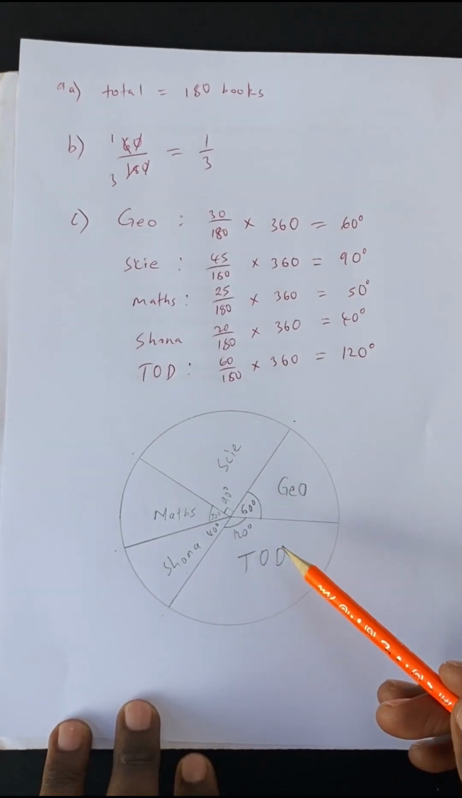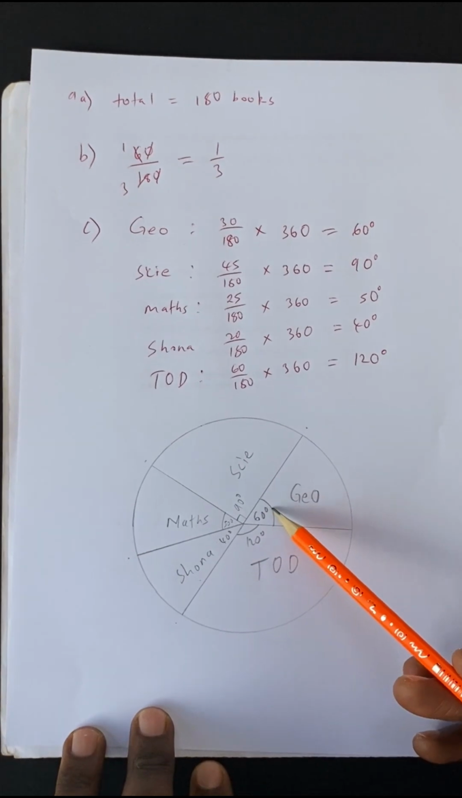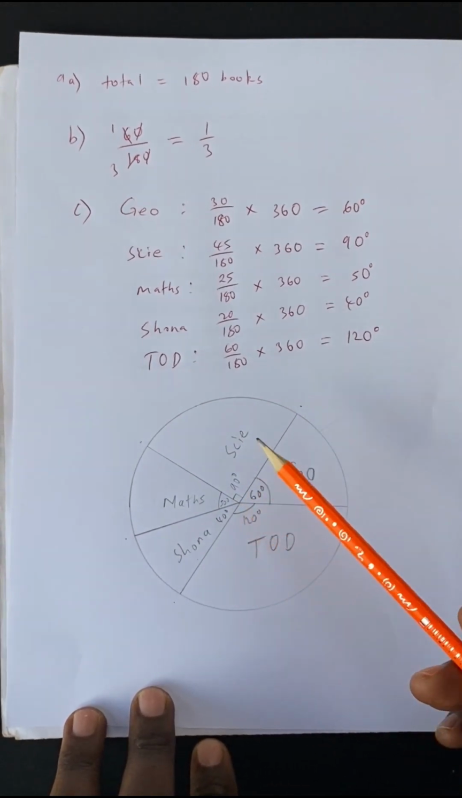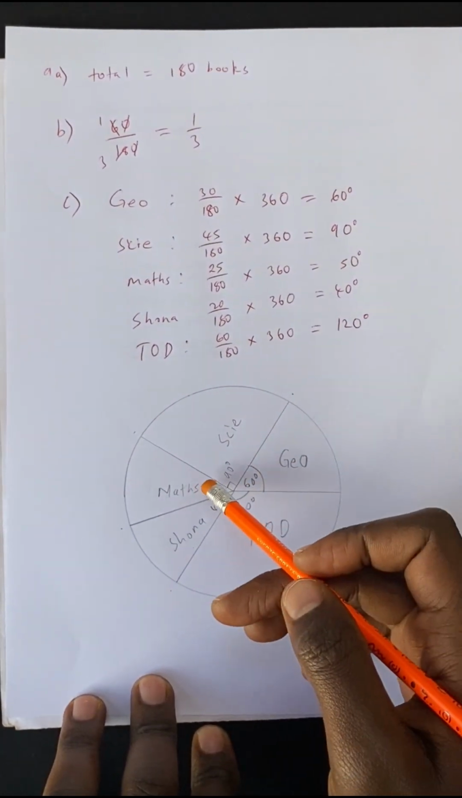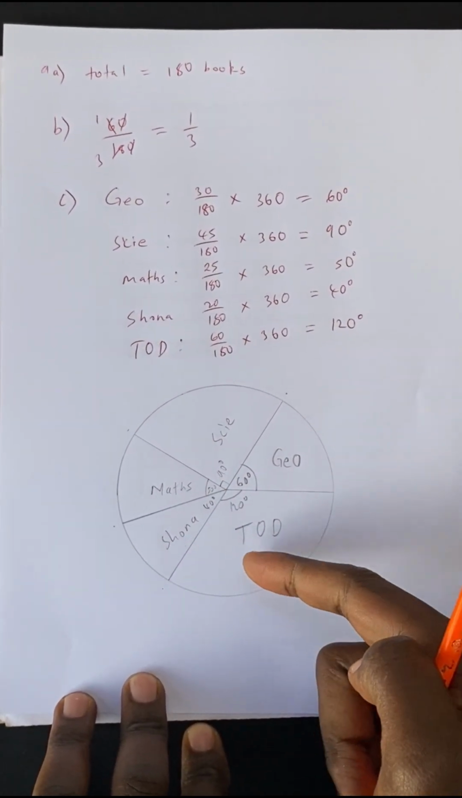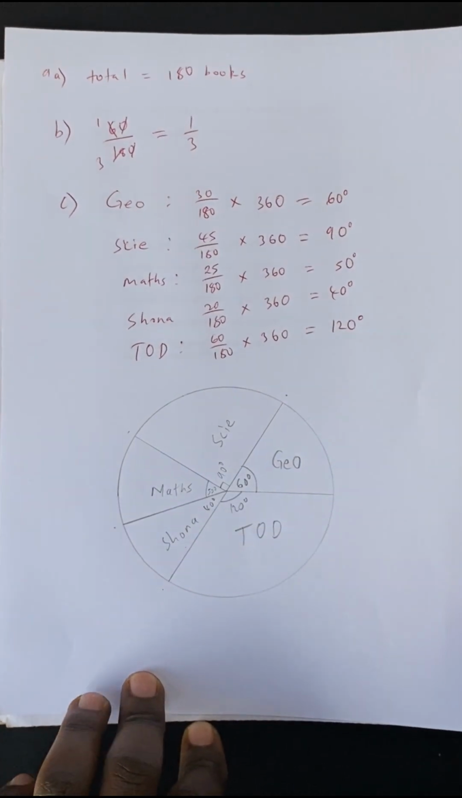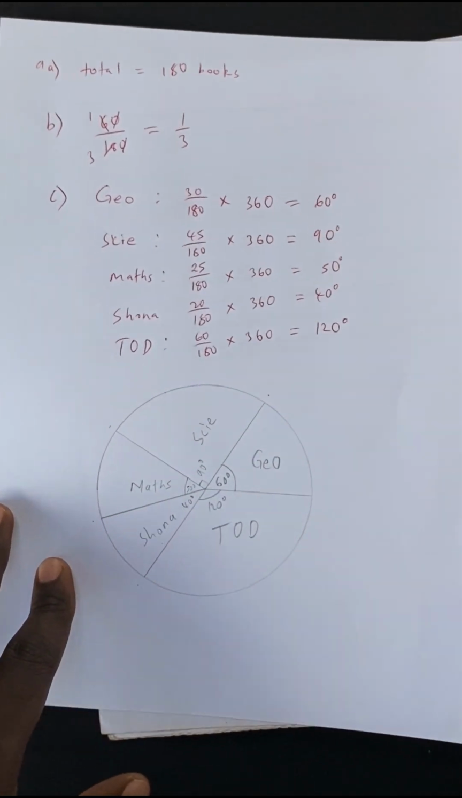So the whole diagram looks like this. We have 60 for geography, and this is 90 for science. For maths 50, the other is 40, and for theory of education that is 120. So that is our pie chart.